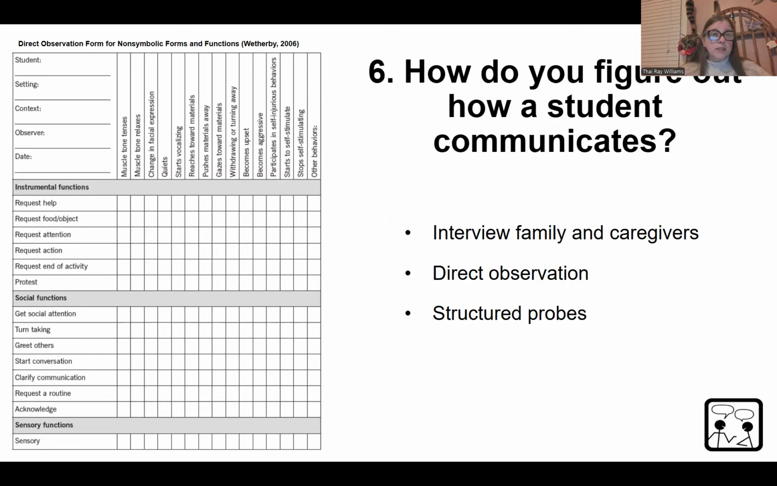This is called the Direct Observation Form for Non-Symbolic Forms and Functions, and this is by Weatherly from 2006. So you can look this up if you would like to access this. And it is a keeper. This is something I would encourage you to keep.